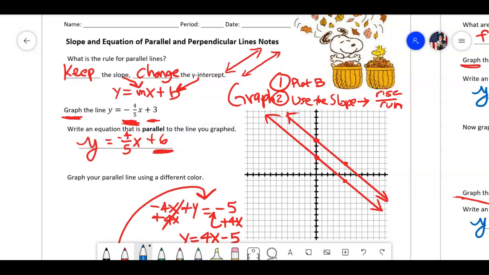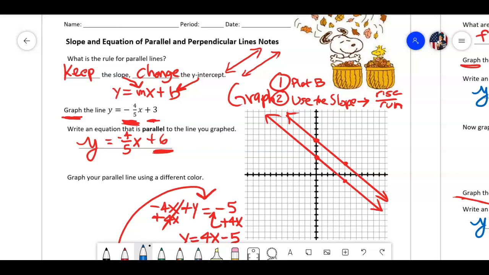Now, on our notes, I think we picked a different change, but all you're doing is changing the y-intercept and graphing that, okay? So everything's right here in the notes. Keep the slope, change the y-intercept. I should have the original and the new one both graphed. It's not parallel until I say 2 lines.